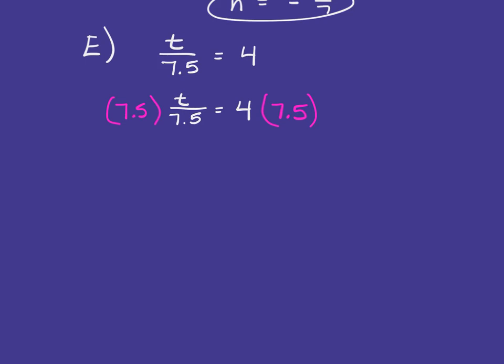On this left side, 7.5 times t over 7.5 means that those will cross cancel. It's like saying 7.5 over 1. So if we were multiplying fractions, you could cross cancel the numerator of one to the denominator of the other. And we just have t on the left side. On the right side, 4 times 7.5 is 30. And we're finished.